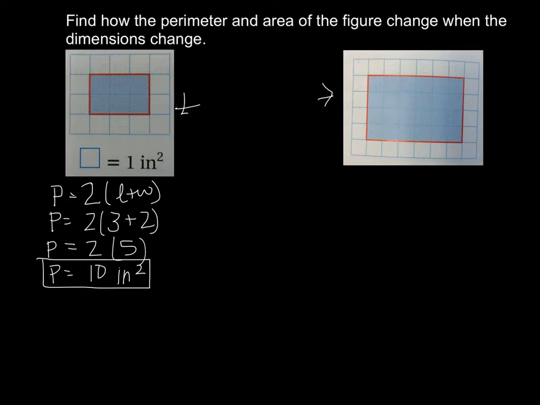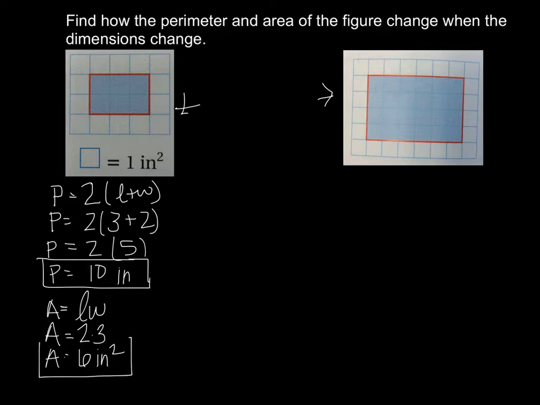Okay, now let's find our area next. So first we write down our formula. The area of a rectangle equals width times length, or length times width. Okay, so the area is going to be 2 times 3. So our area equals 6 inches squared. Oops, there's a mistake I made. It's not inches squared, it is just inches. Area is only one that has squared. Hopefully you caught that before I did.